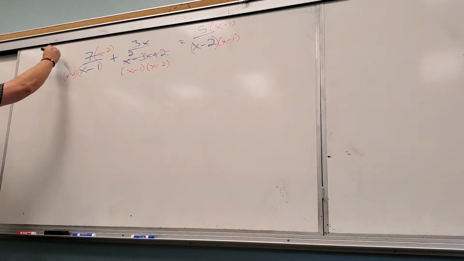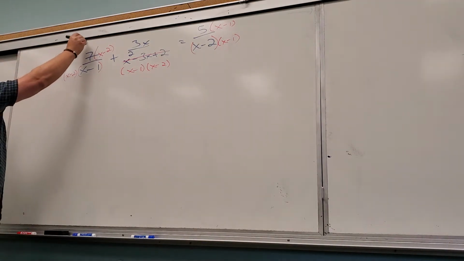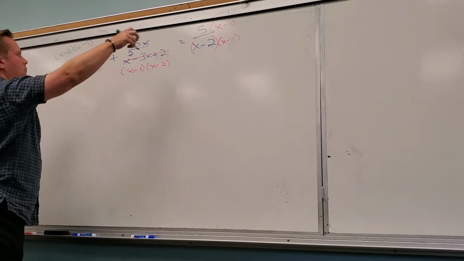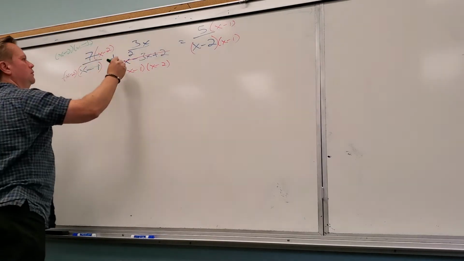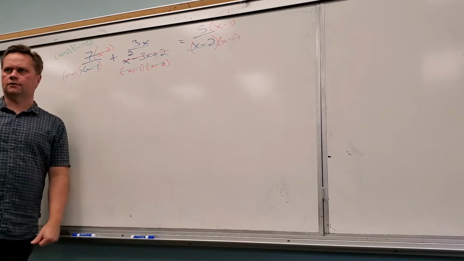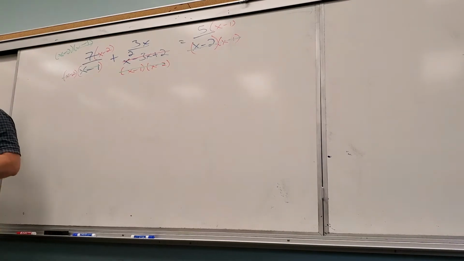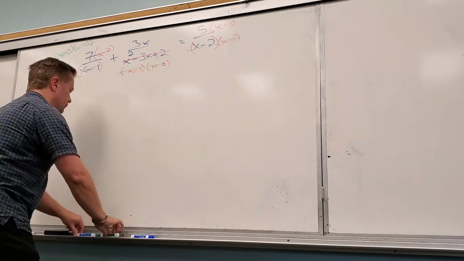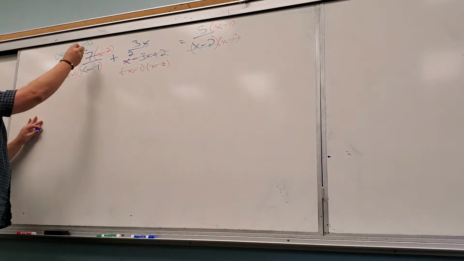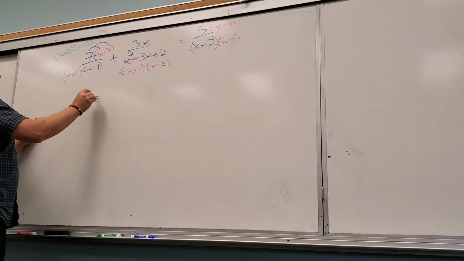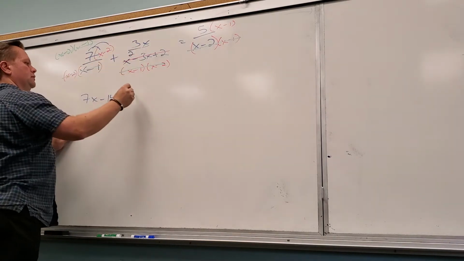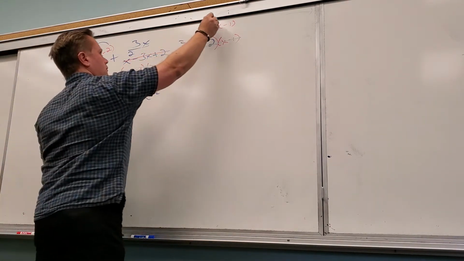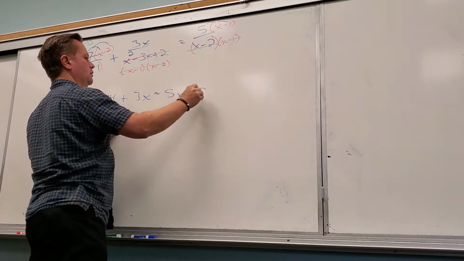So if I multiply everything by this, basically it's going to cancel all those on both sides. You guys get that? So what's left alive? I've got too many colors up here. 7x minus 14 plus 3x equals 5x minus 5. Look at that.